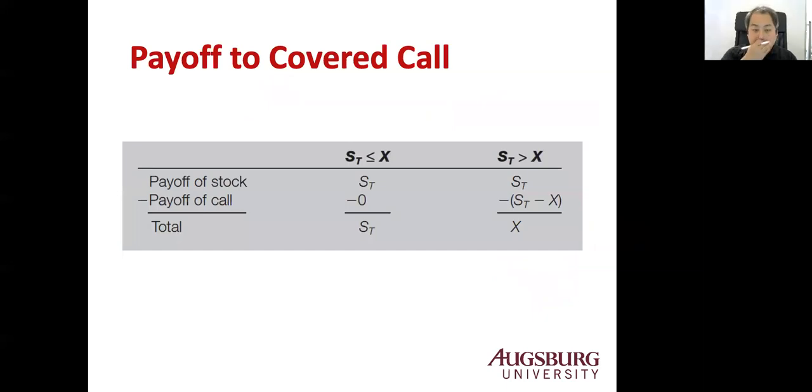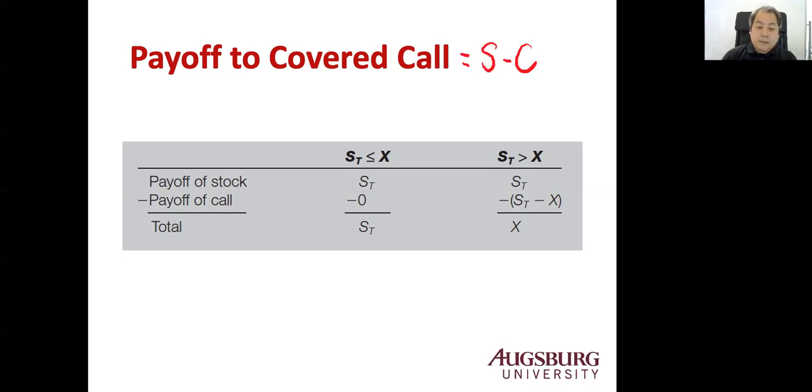Now the next strategy is called the covered call. In the covered call strategy, you have stock and you write a call option. So you are writing a call option, not buying a call option. That's why we have negative.